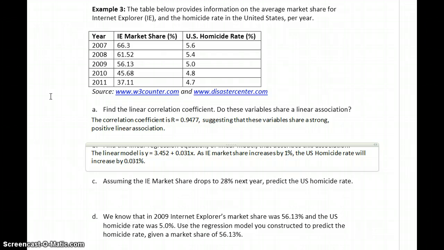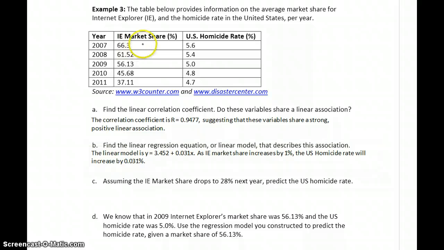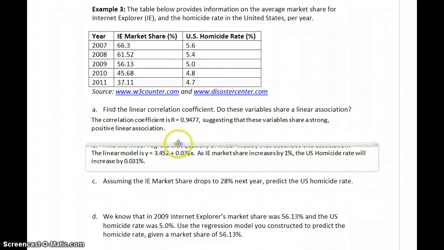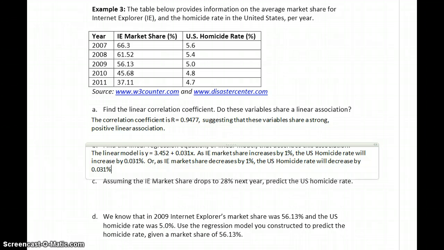Or if we wanted to flip that around, what we see is that the market share for Internet Explorer is actually dropping each year, and so is the homicide rate. A positive association just means that those variables increase together. So we could say, as the Internet Explorer market share decreases by 1%, the US homicide rate will decrease by 0.031%. Positive association just means that those two variables change in the same way, both increasing or both decreasing together.